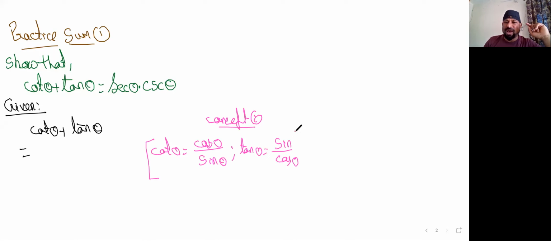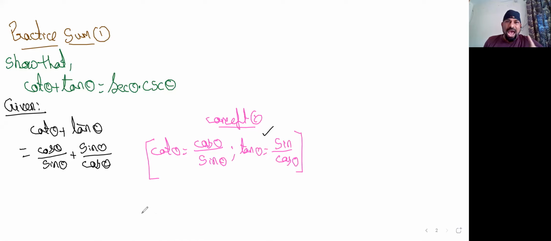By using these two formulae, I'm writing cot theta as cos theta by sin theta, plus tan theta, which we have as sin theta by cos theta. This is the formula we are having. So I have introduced two basic formulae from concept 2, right?